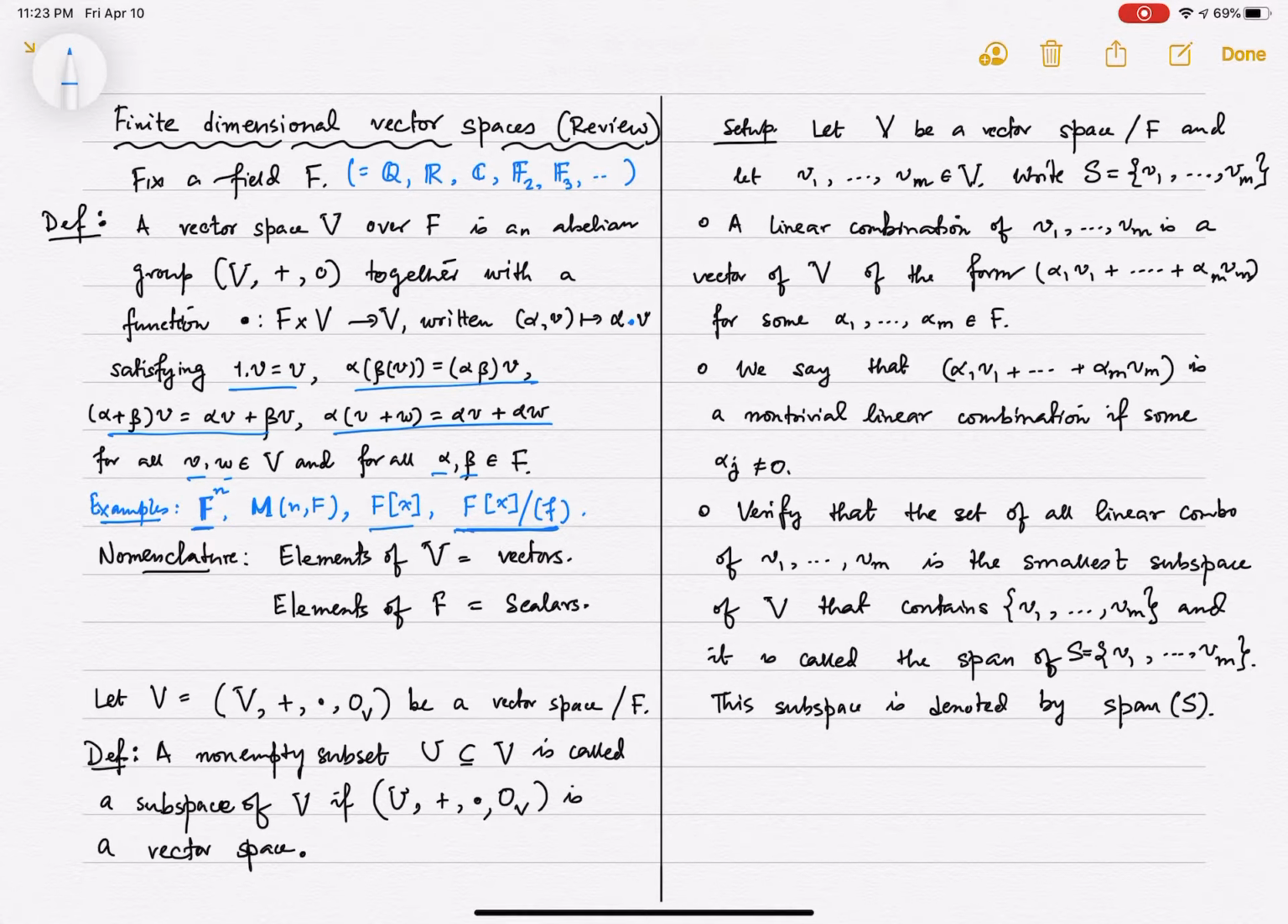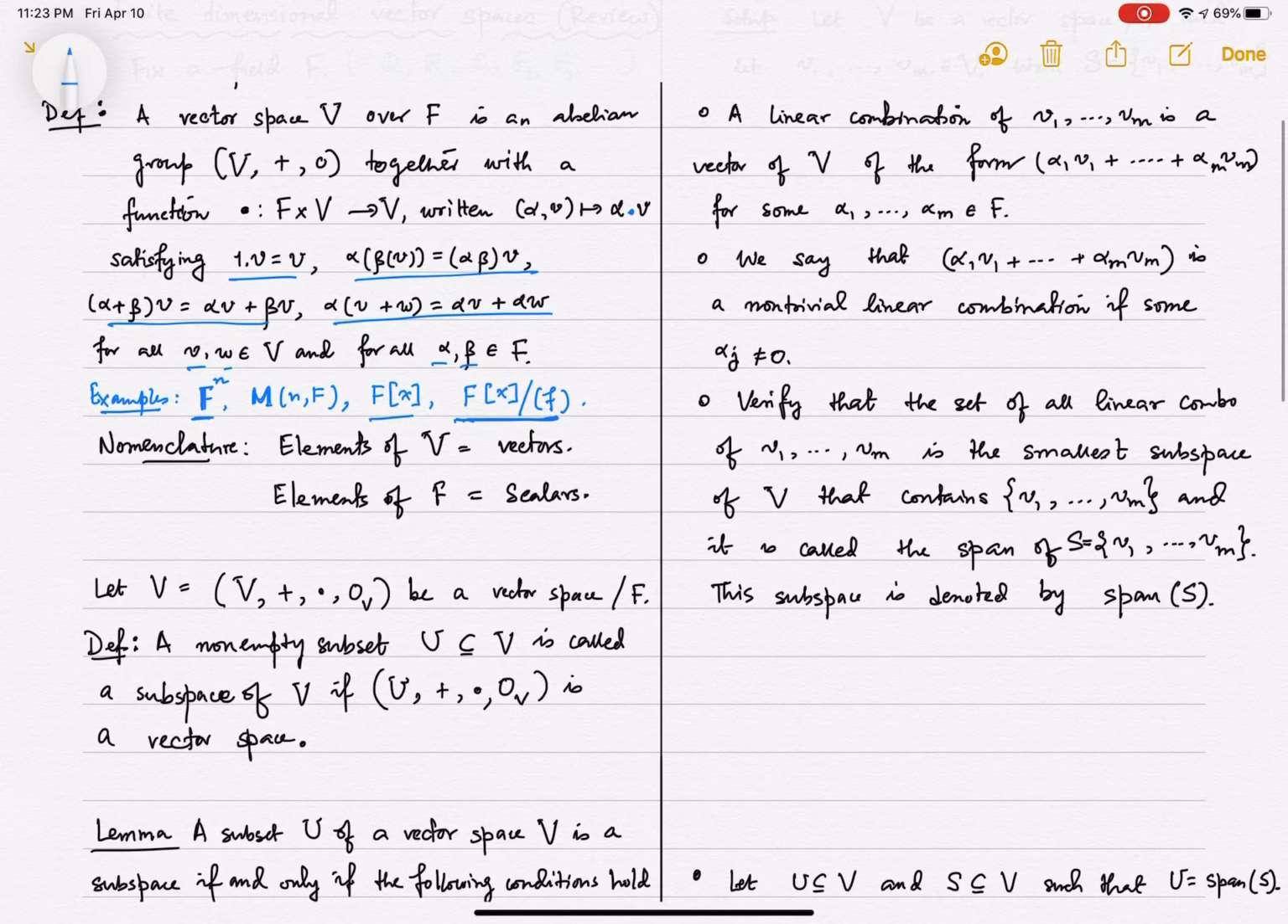Let V be a vector space. So really V is a 4-tuple, right? To give a vector space, you have to tell me the set, you have to tell me the two operations called vector addition and scalar multiplication, and you have to tell me the zero vector. So let this be a vector space over F. This is how we usually write it.